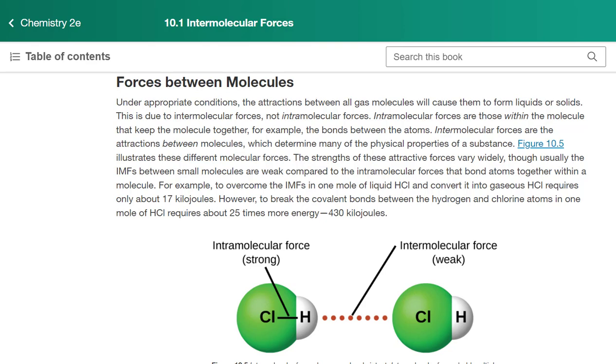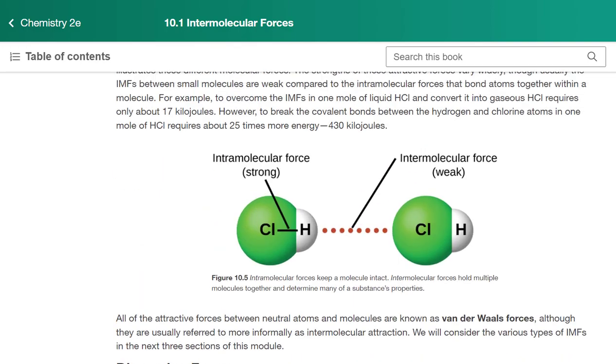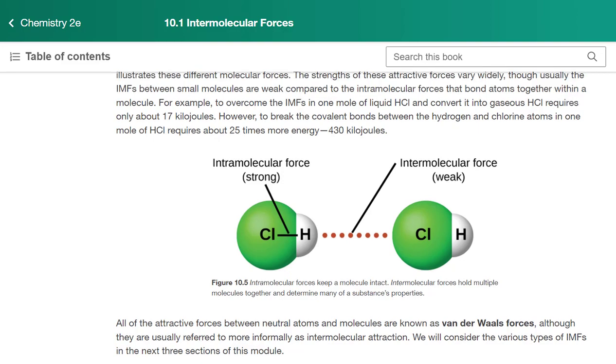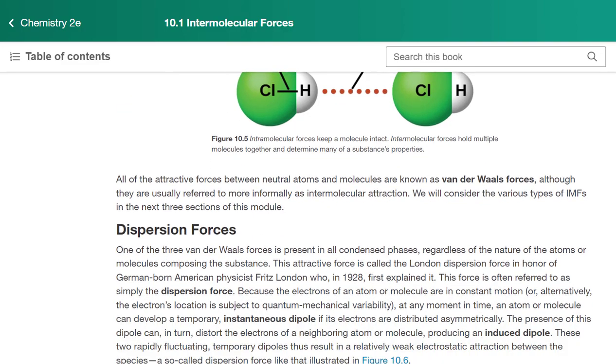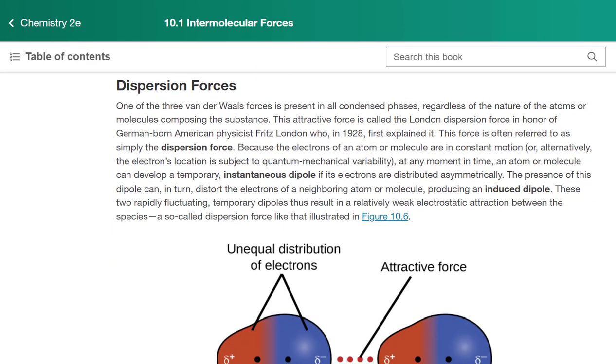The reason I'm saying this is that you want to understand when you're breaking these, you're not destroying a molecule, you're separating molecules from each other when you are breaking these intermolecular forces. These can all be clumped together in this term van der Waals forces, but there are three main ones that we'll be talking about. So the first are called the dispersion forces.